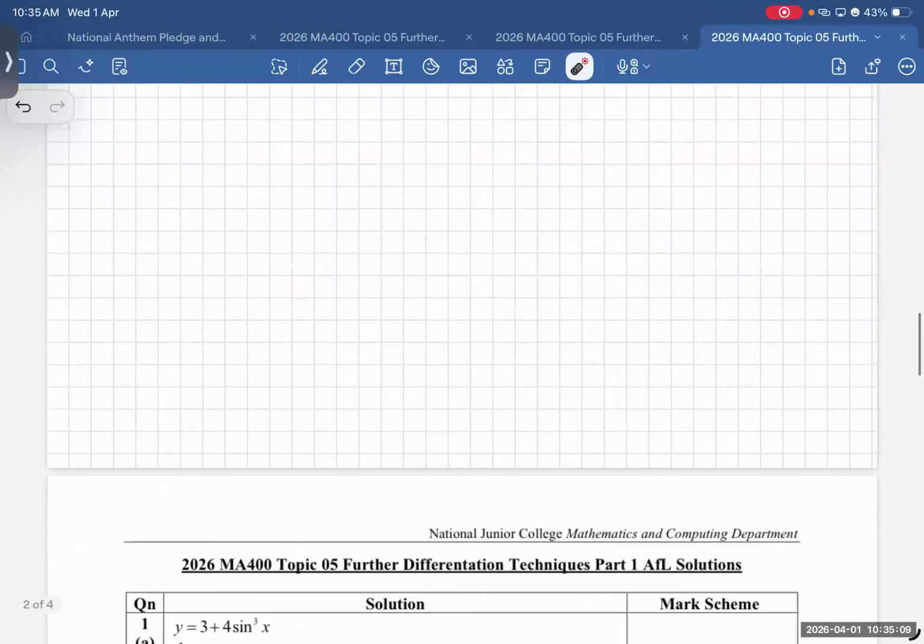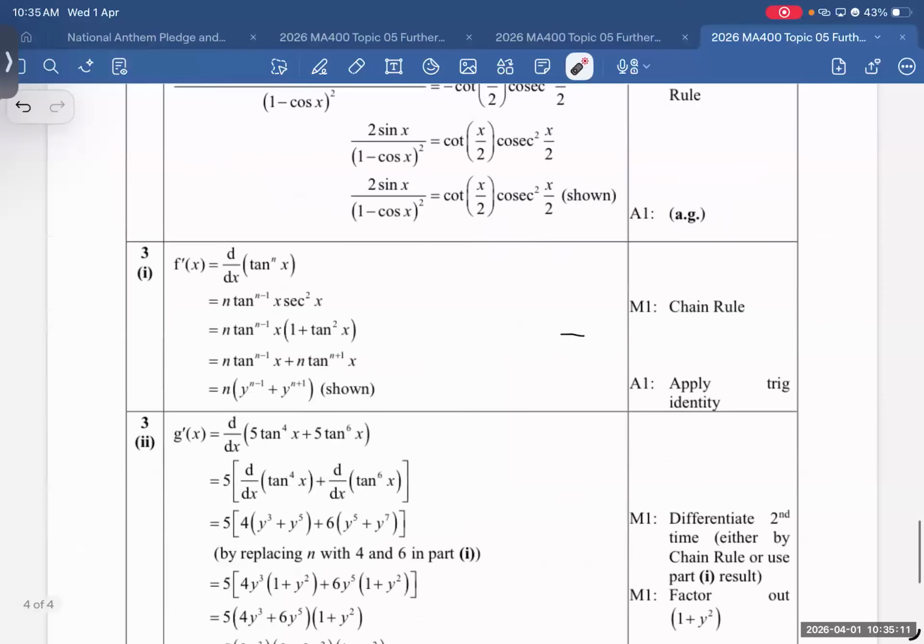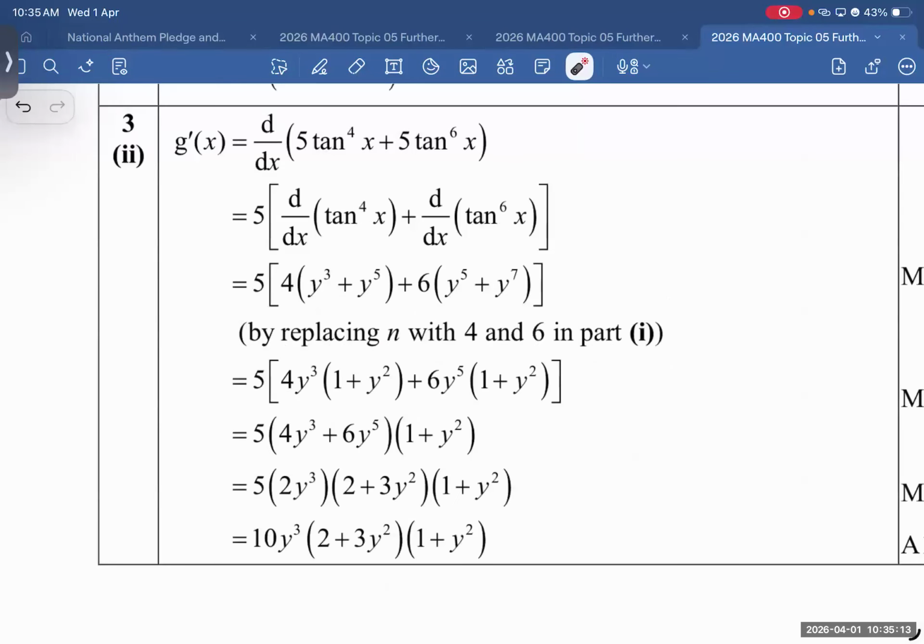Okay, so then you see after that you factorize, then you get this answer. Okay? So I'm trying to show you, look at both answers. This is question 3 part 2. Question 3 part 2. Anyone don't understand? It's big.